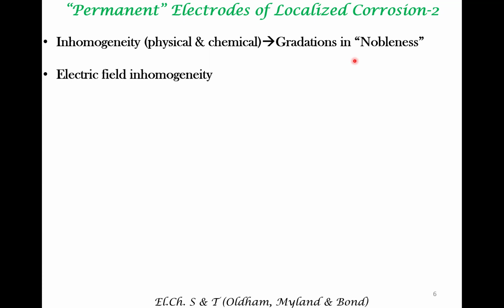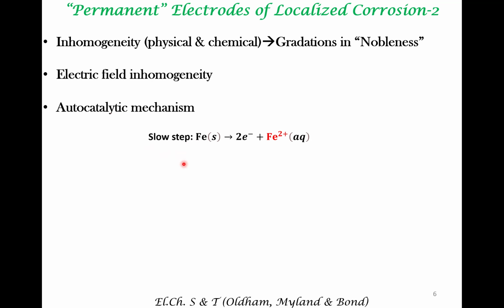There can also be gradation in electric field in the same material. For example, when you have structures in the vicinity of high voltage electric lines, there can be a stray electric field imposed on structures. Because of this, some regions will act as an anode and some regions will act as a cathode. So this creates permanent electrodes because of electric field inhomogeneities. There can also be autocatalytic mechanisms which create permanent electrodes. So let's look at one such mechanism.